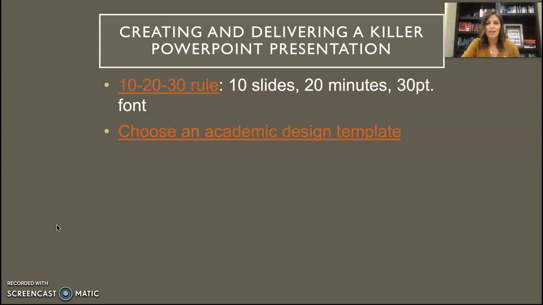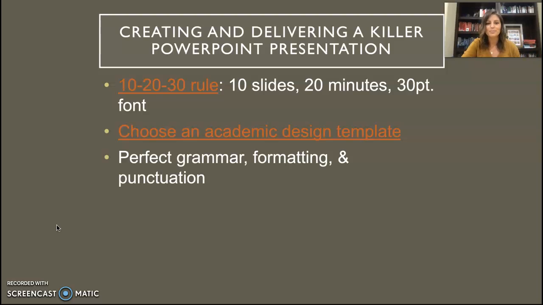Choose a solid academic design template. Canva is great for that. Also, just PowerPoint has some general ones. Google Slides has some general ones as well. I can't stress this enough. Any little mistake on a slide is a huge distraction, so make sure you're really paying attention to the grammar, formatting, and your punctuation.